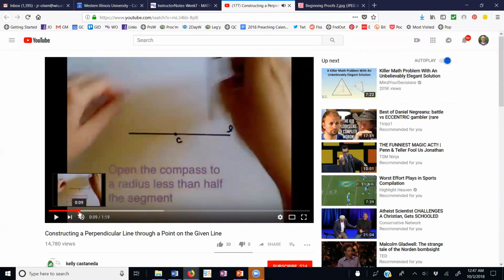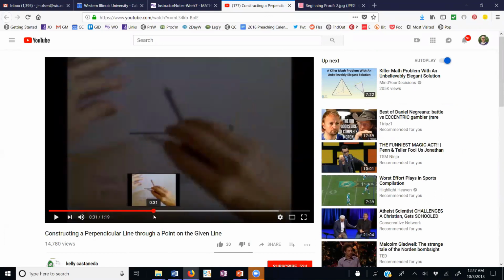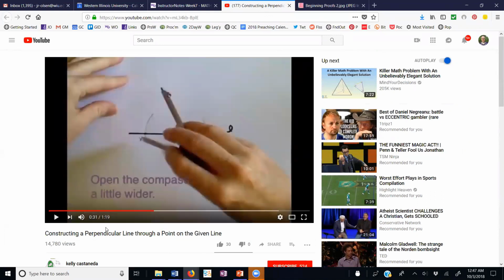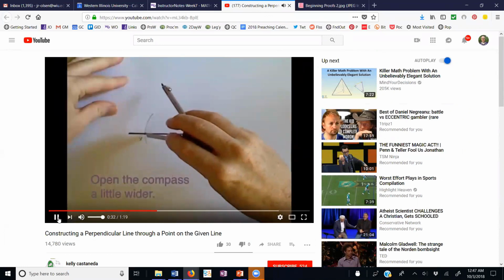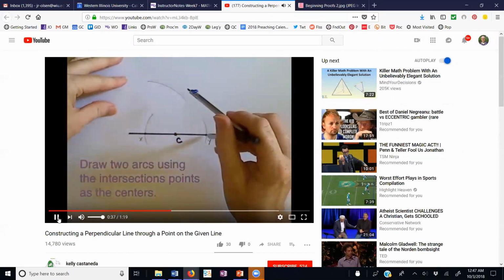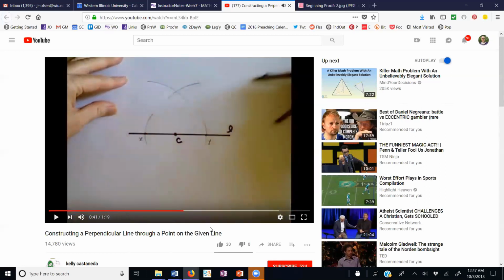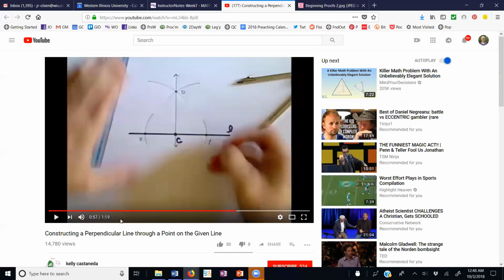First of all, we strike an arc on either side of the point C. Then we open up our compass and strike an arc above from the left and strike an arc above from the right. And that gives us our point. And then we can draw in the line. And we want to show that that's perpendicular.